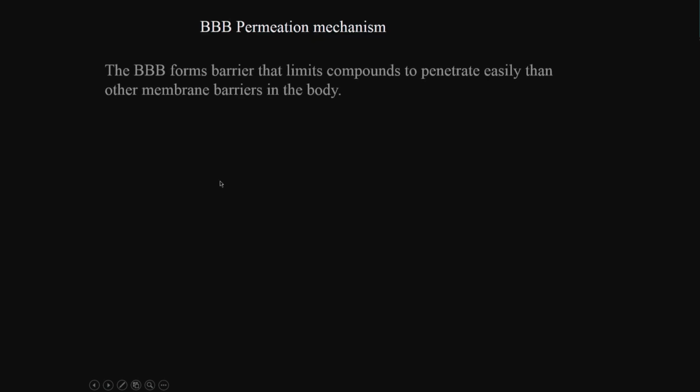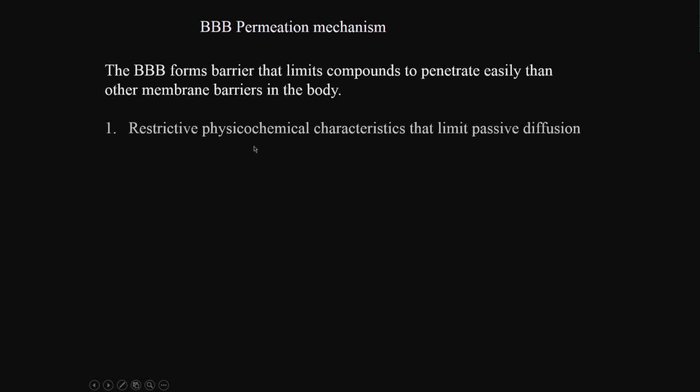So what is the mechanism? It forms a barrier that limits compounds from penetrating easily. This barrier is very tight, because many membrane barriers may have holes, they are loosely joined, so compounds can pass through these loose joints, whereas the blood brain barrier is very tight, so there are no gaps. Restrictive physicochemical characteristics limit passive diffusion, so it does not allow passive diffusion to happen.